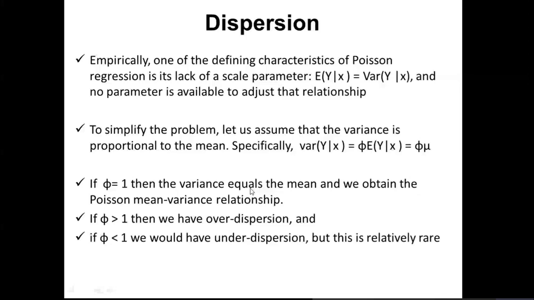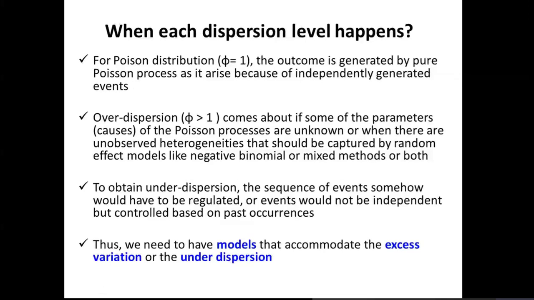When does each dispersion level happen? That is, when does the variance equal, exceed or fall below the mean? For Poisson distribution phi is equal to 1. If the outcome is generated purely by a Poisson process, phi is equal to 1, or equidispersion.